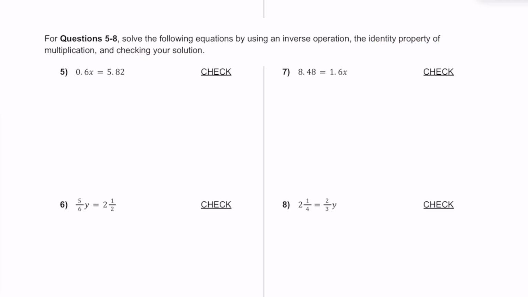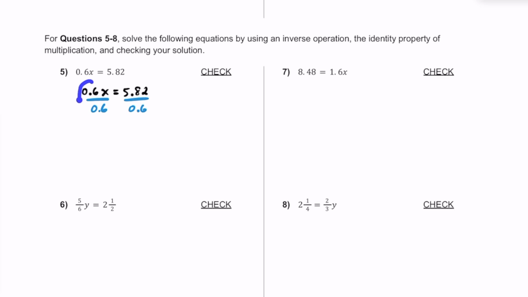All right, so number 5, let's write the equation down first. We have 6/10 multiplied by some unknown value x is equal to 5 and 82 hundredths. So what's the operation here? This is 6/10 multiplied by x, because 6/10 is a coefficient. The inverse operation here is going to be dividing by 0.6, since the inverse of multiplication is division. So let's divide both sides by 6/10.